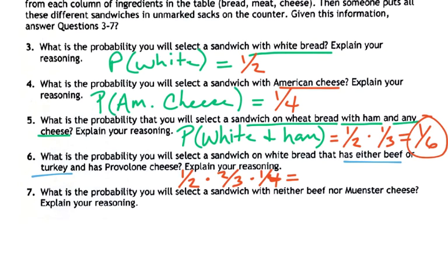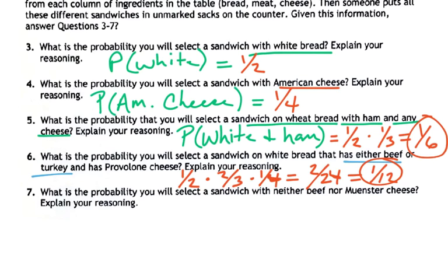So we have 1/2 times 2 over 3. Here, it's very important to remember how to multiply fractions. You multiply across the top and you multiply across the bottom. So 1 times 2 times 1 is 2. 2 times 3 times 4 is 24. So this is a 1/12 probability.